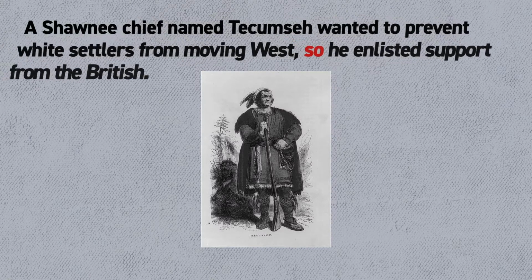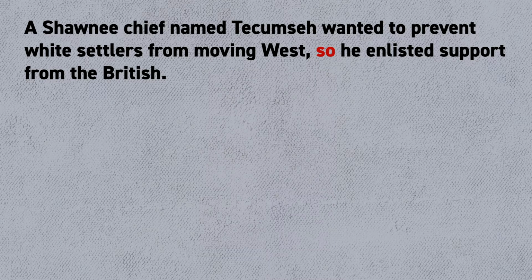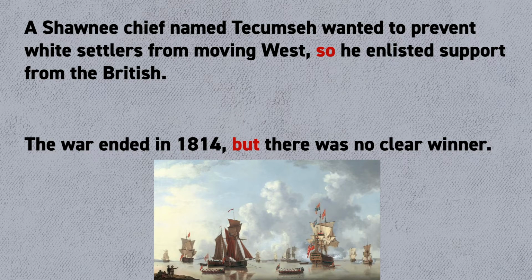Here are a few more examples. A Shawnee chief named Tecumseh wanted to prevent white settlers from moving west, so he enlisted support from the British. The war ended in 1814, but there was no clear winner.